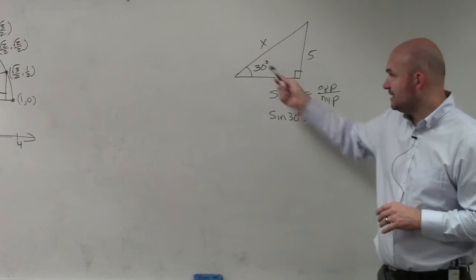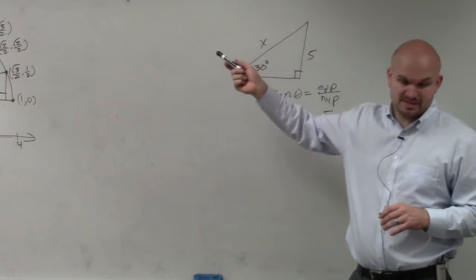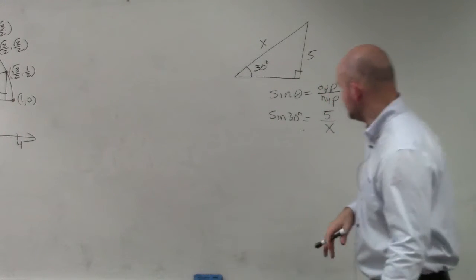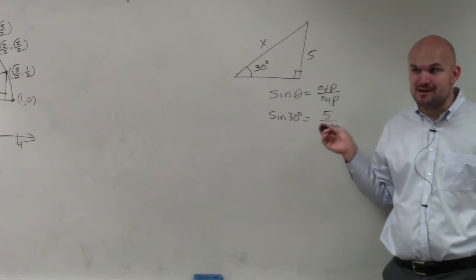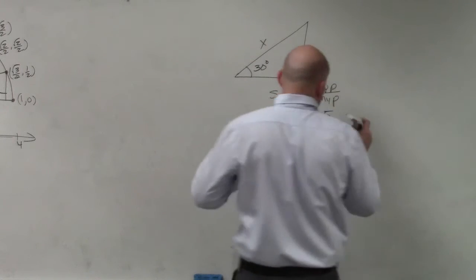Right? Angle is 30 degrees. My opposite side is 5, and my hypotenuse is x. Now, to calculate this, well, actually, we'll get to the calculator in a second. I need to solve for x. I can't solve for x when it's in the denominator. So I have to get x off of the denominator by multiplying by x on both sides.